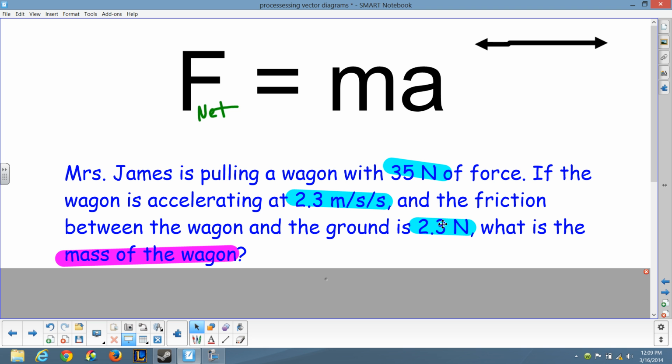So the net force takes into account the imbalance. Since my pull and the friction were acting in opposite directions, then we subtract the forces. If somebody would have been helping me pull, so let's say that Sally was also pulling on the wagon with 3 newtons of force, we would add together these two forces and we would subtract this force from it to find our net force.